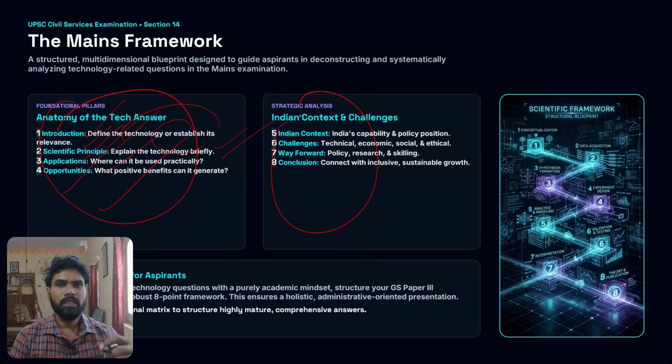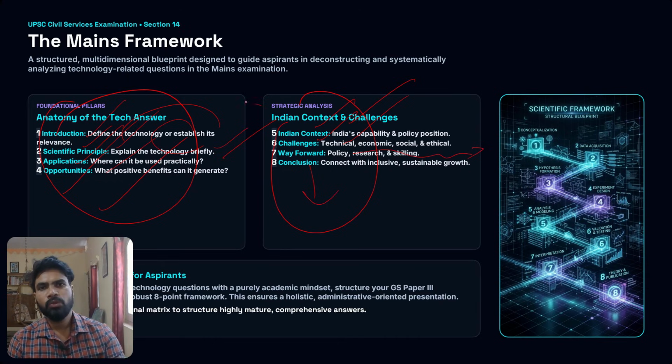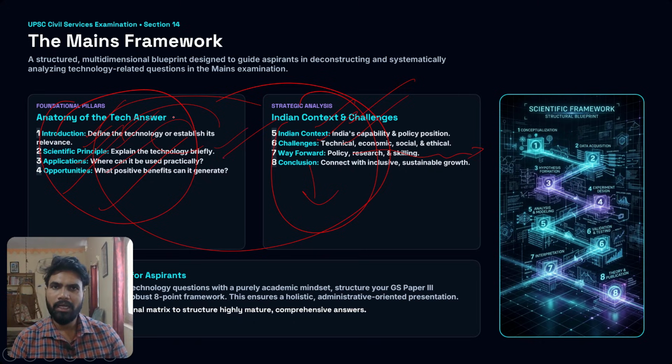Then when the keyword is like analyze, critically evaluate, etc., you have to give the Indian context also. You have to explain the challenges that are there with the technology, and you have to show a way forward also. Then you have to conclude the answer. So you should have holistic and in-depth knowledge to answer a question on a particular technology in the mains examination. This type of knowledge is tested in the mains examination with respect to the science and technology subject.